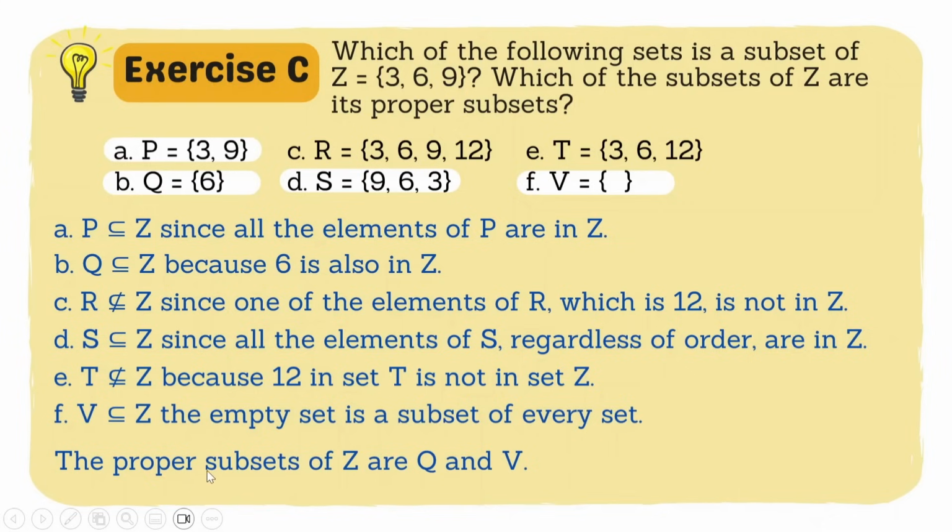Okay? The proper subsets of Z are, ano po yung mga proper subsets niya? We have Q and V. Okay? Kasi mas maliit po yung elements as compared sa ating original number of elements. Hindi po lahat ng elements ni Z ay nasa kanila. Okay? Therefore, they are proper subsets.